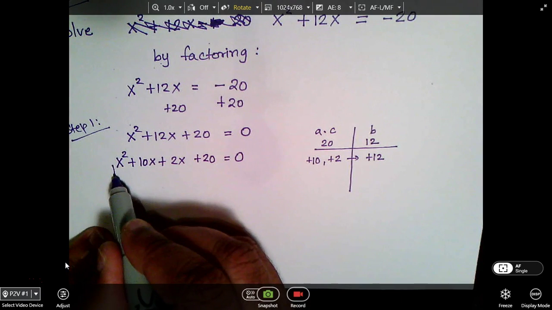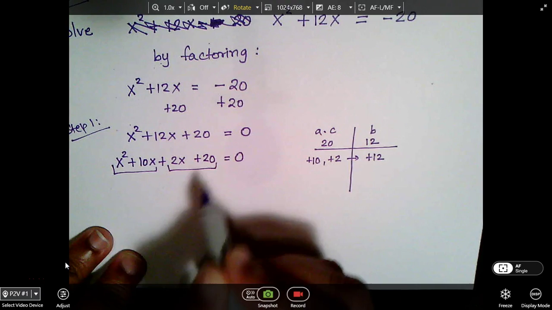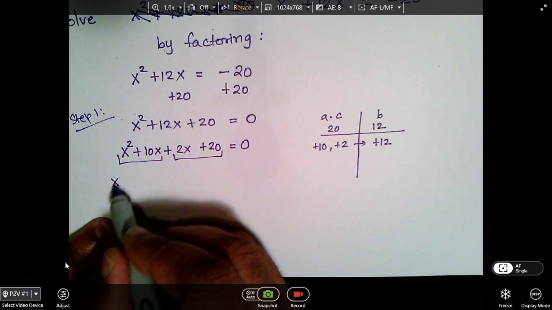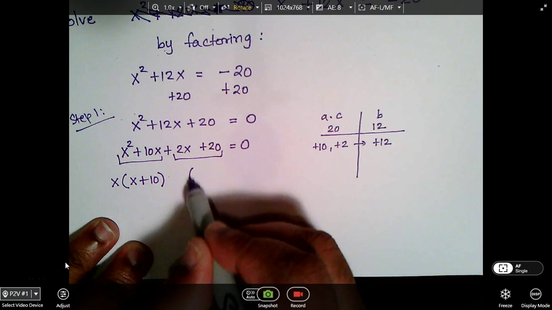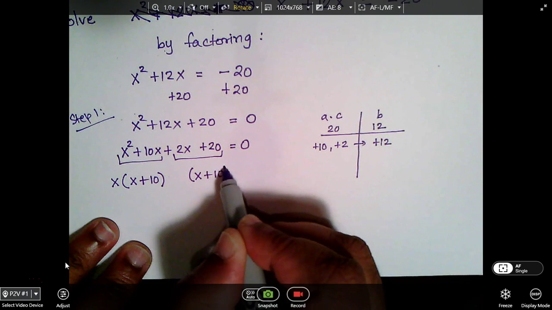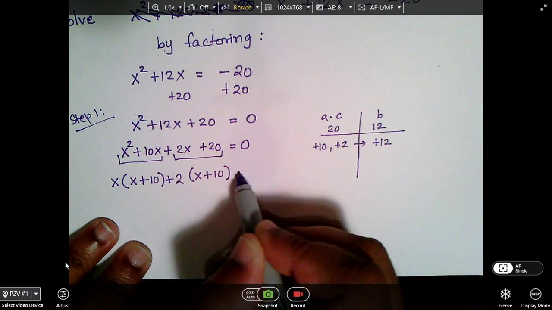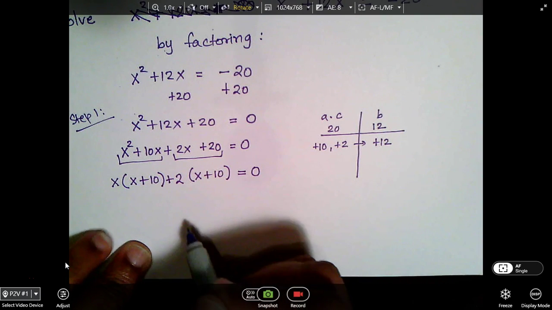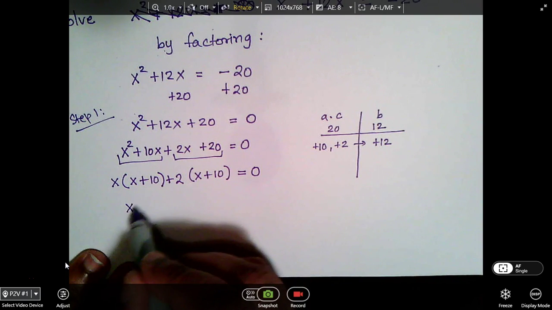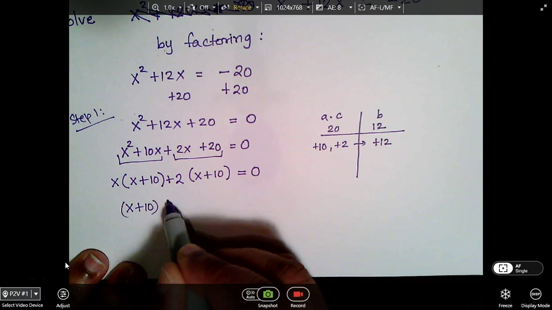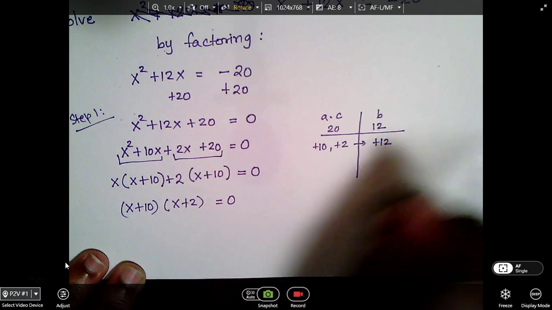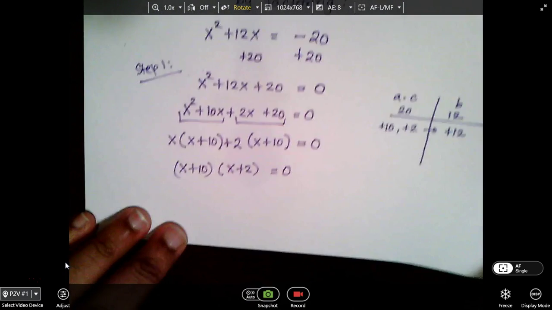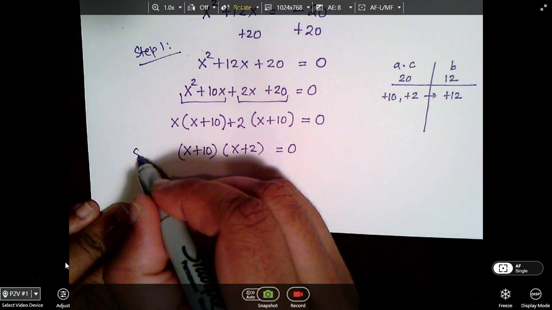I'm maintaining my equation. Group it. X is common. I pull it out. I get x plus 10. I have to have that x plus 10, so I'm pulling out a 2, equal to 0. Now the factors are x plus 10 times x plus 2 equal to 0. Now I have accomplished my step 2, which is putting it in factored form.